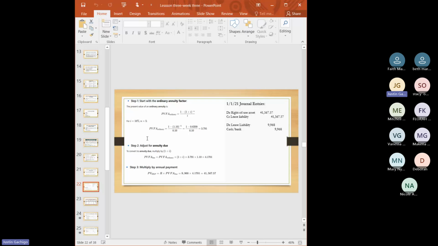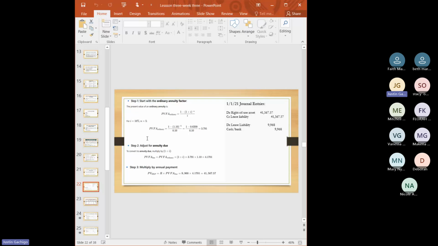So present value due will be equal to the present value annuity multiplied by 1 plus i. What you got there as present value annuity, you add 1.1 to get 4.1701. Then multiply by the annual payment. The annual payment was 9968. You multiply by 4.1701 to get 41,565. So at the end of the 5 years, this person would have paid 41,000.